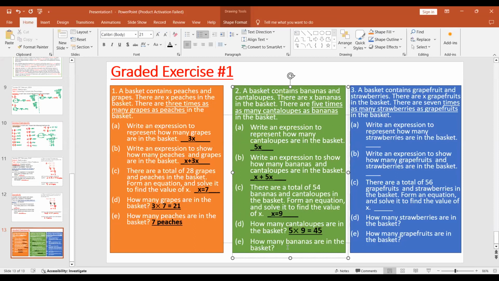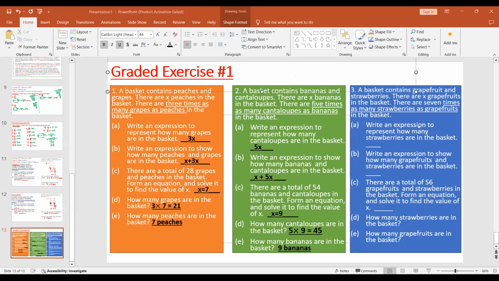And the last question, how many bananas are in the basket? Since X equals 9, it'll be 9 bananas. Very good. There are 9 bananas in the basket. Anyone else got that? 9 bananas. Yes, sir. Okay, very good. Excellent.